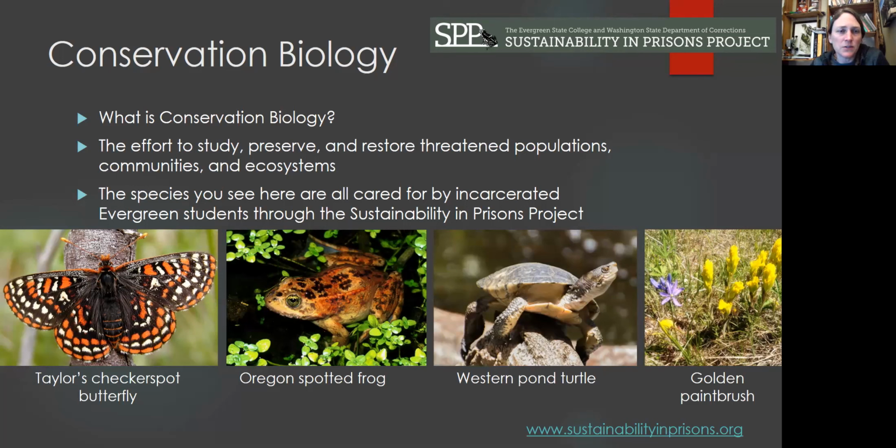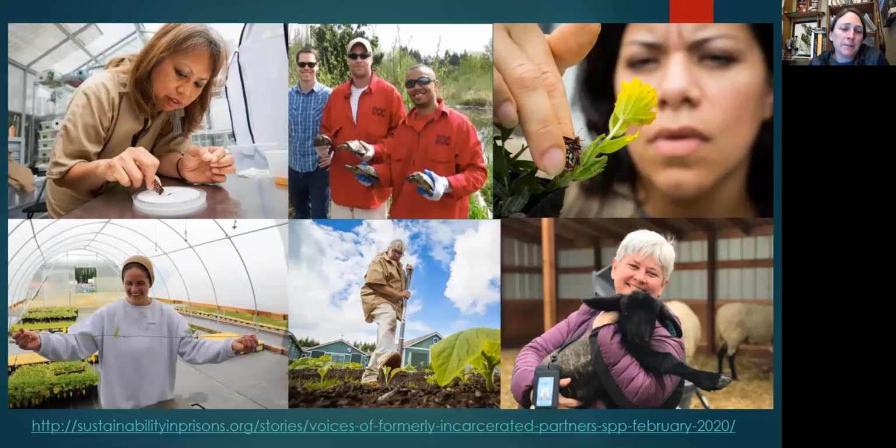The species that you see here, the Taylor's checker spot butterfly, the Oregon spotted frog, western pond turtle, and golden paintbrush, are all endangered either at the federal level or the state level, and they are all cared for by incarcerated Evergreen students through what's called the Sustainability in Prisons Project, which is a partnership between Evergreen and the Washington State Department of Corrections. So it's a really neat program.